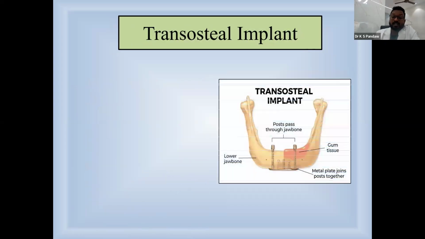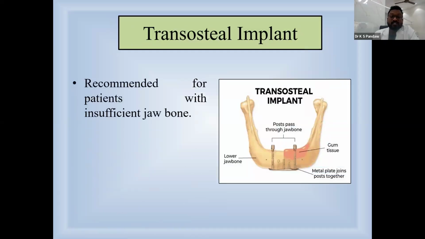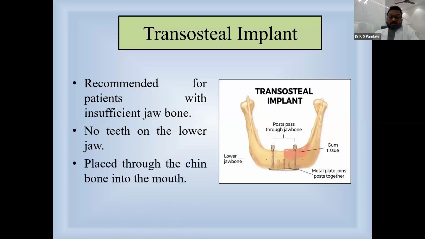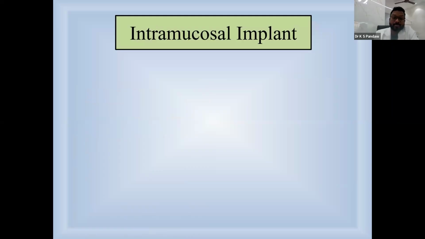Third is the transosseous implant. Trans means through and through. So it is recommended for patients with insufficient jawbone. In these implants, the post passes through the jawbone. Usually the intermental bone is used, and it is placed through the chin bone into the mouth.